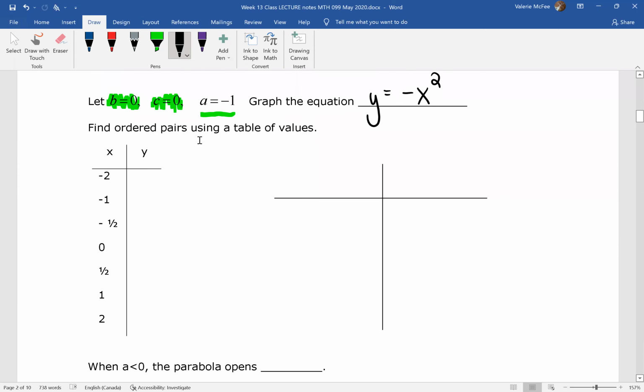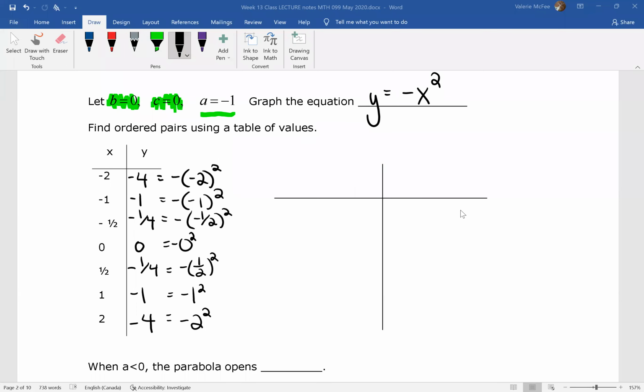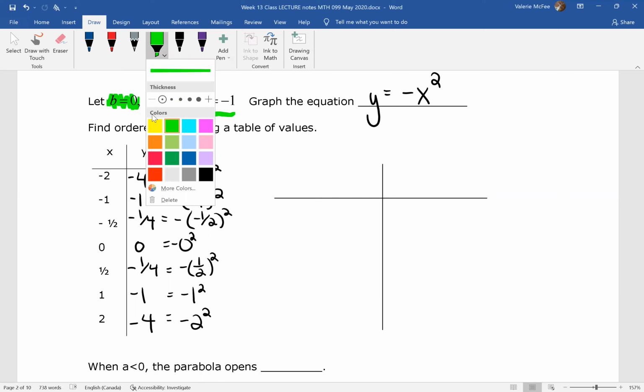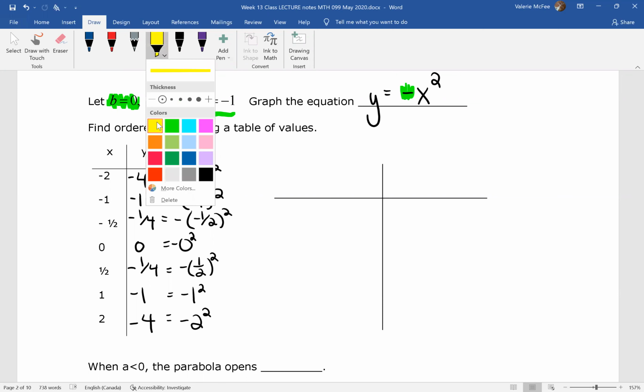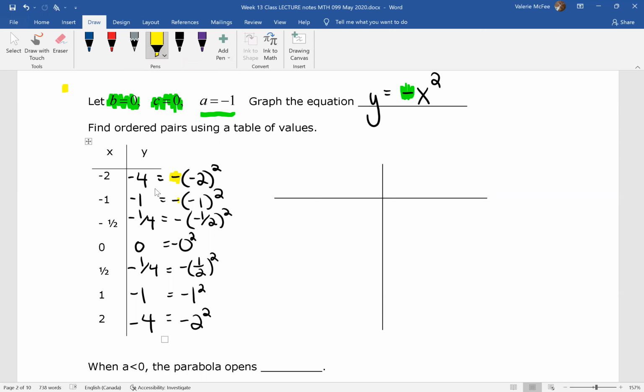Pause your video and fill in the ordered pairs from this table of values. Are these the values you got? Remember, you had to be careful about that because this negative sign is outside of the x. So we had to say the negative of -2 squared, the negative of -1 squared.